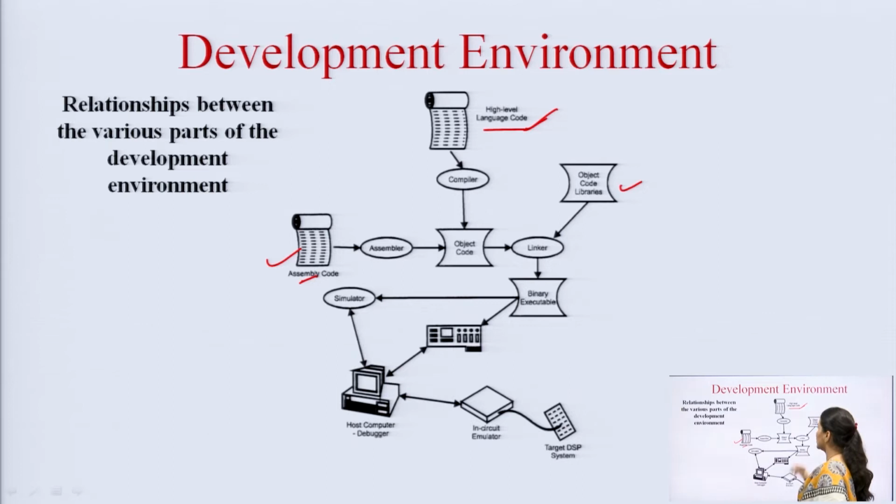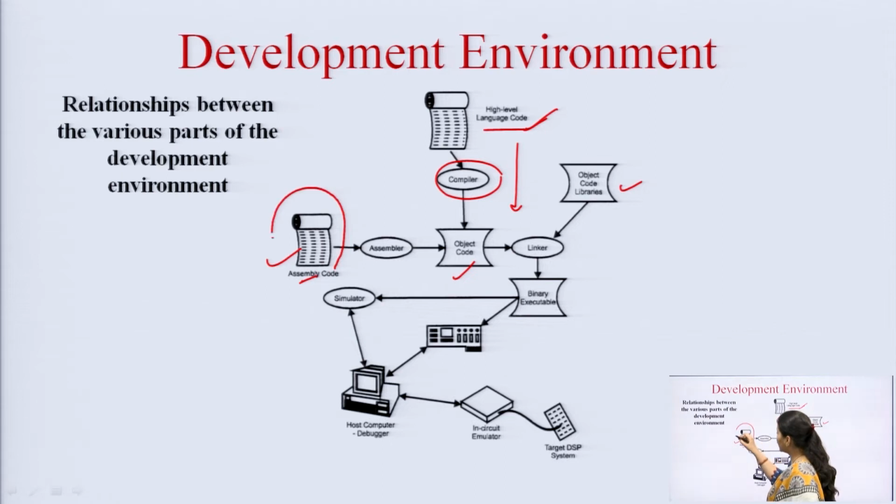So, the code may be in the form of assembly language or in the form of high level language. If we write the code in a high level language, how will it be compiled? Using the compiler. What will the compiler do? The compiler will convert the high level language into machine language, that is, ultimately it will give us the object file. But if we write the code in assembly language, then what is the role?